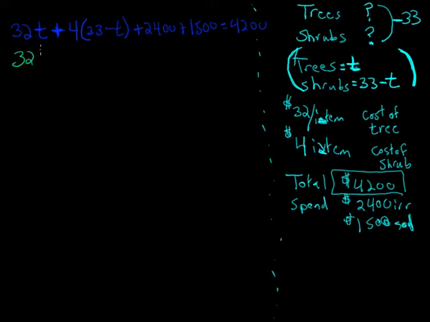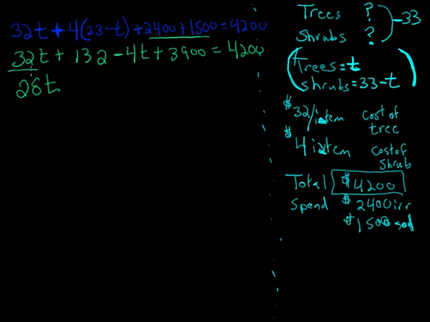So 32t plus 4 times 33, 132, minus 4t plus, well, we can combine these together to 3,900 equals 4,200. 28t, combining our t's together, a negative and a positive, plus 4,032 equals 4,200. So now I've got variable and numbers.